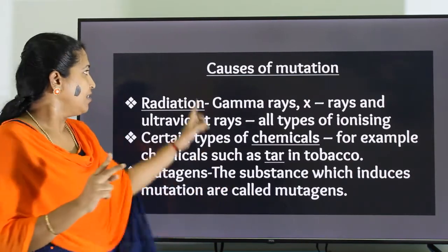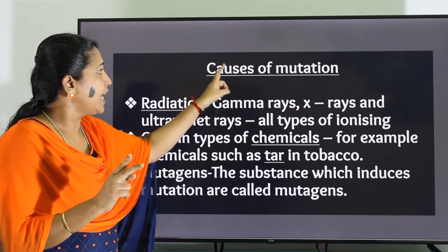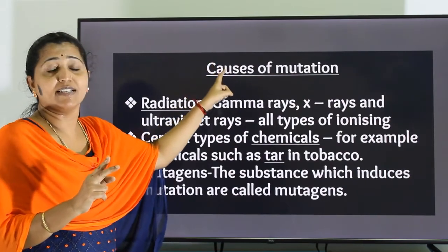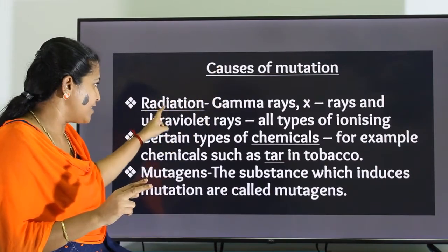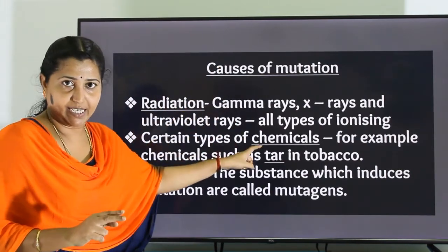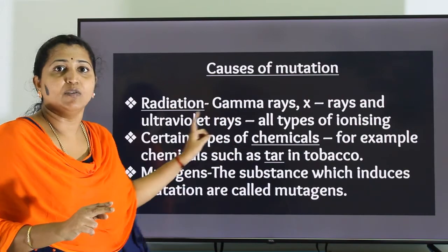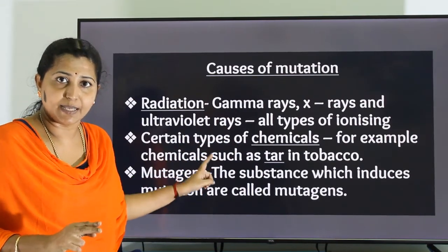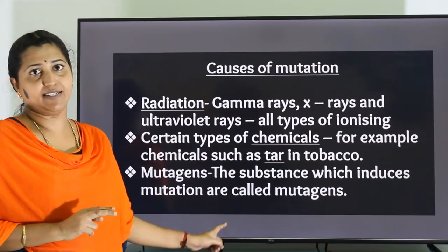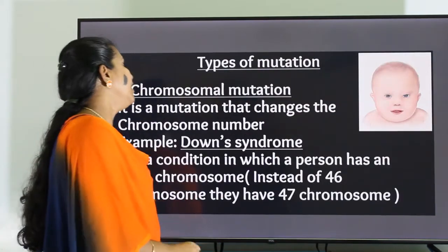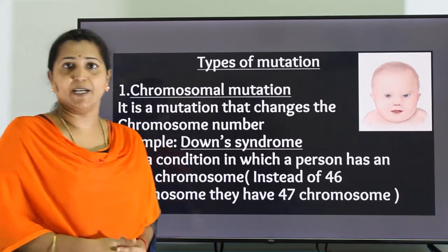So once again, how many factors are responsible for causing mutation? One is radiation and the second one is chemicals. Is it clear? And mutagens mean what? These substances which induce mutation are called mutagens. Clear? Now we can see the types of mutation.